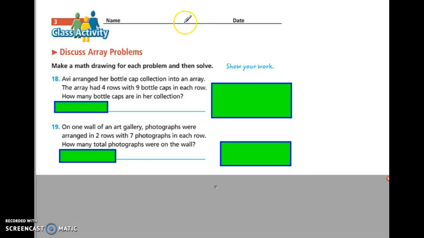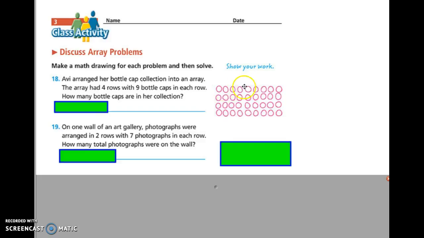So let's see how you did. Here, first I draw my arrays. She had 4 rows with 9 in each, right? Her multiplication equation would have been 4 times 9, which would have ended up being 36 bottle caps.